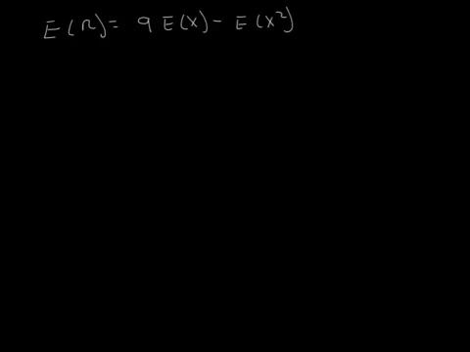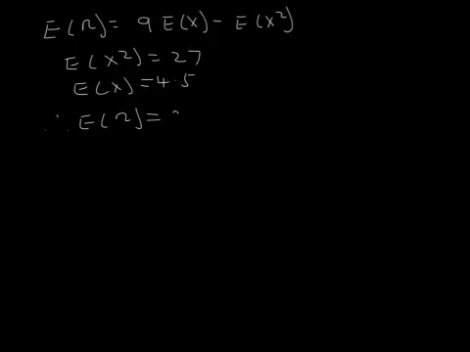So we have the expected value of R is 9 E(x) minus E(x squared). We had the expected value of x squared was 27, and the expected value of x, the easy bit, was 4.5. So therefore the expected value of R is 9 times the expected value of x minus the expected value of x squared. 9 times 4.5 is 40.5. 40.5 minus 27 is 13.5.